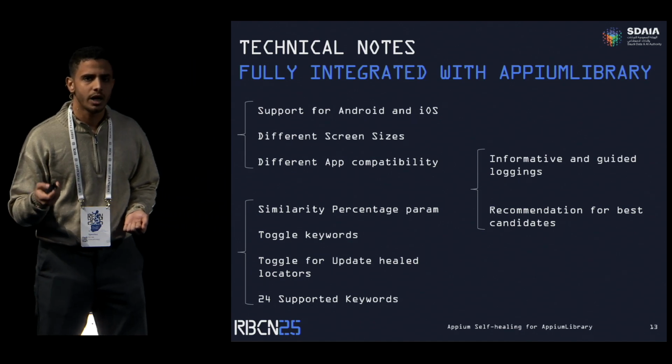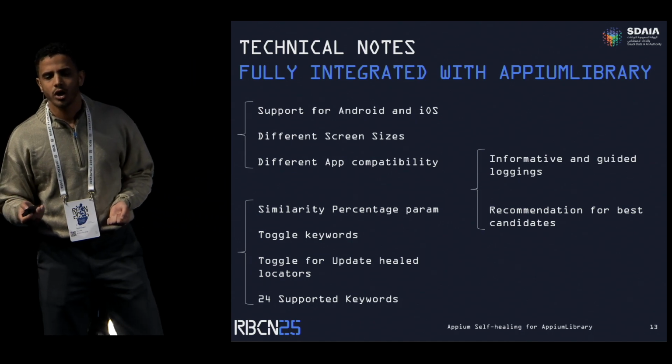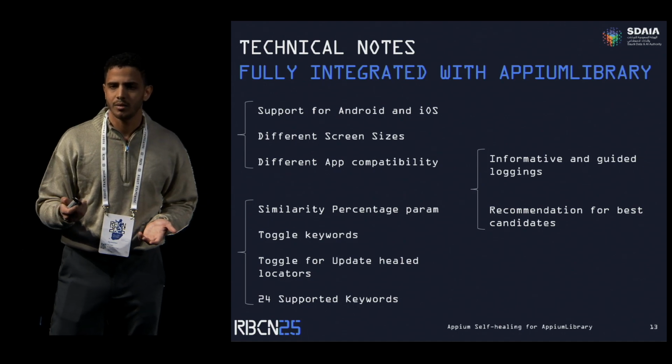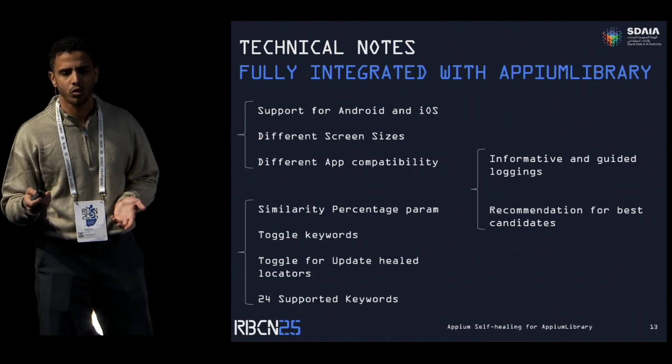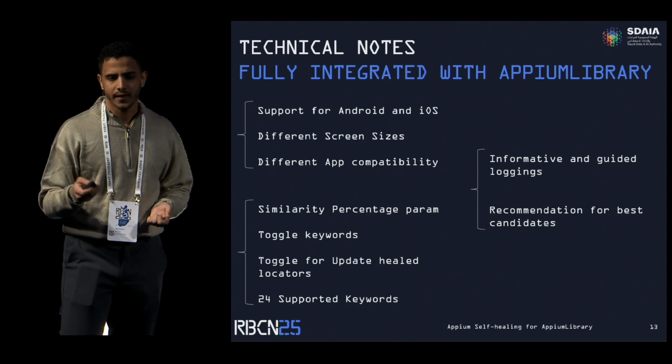Why 24? As Mohammed Sadi mentioned, there are some deprecated keywords in RobotFramework, and also some negative keywords, like page doesn't contain element. We don't want to apply self-healing for these keywords. That's why the self-healing is already off in these keywords.